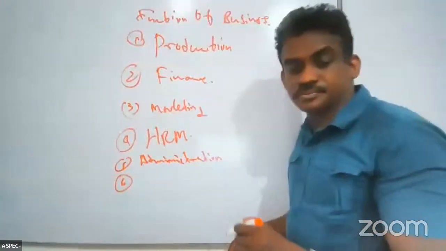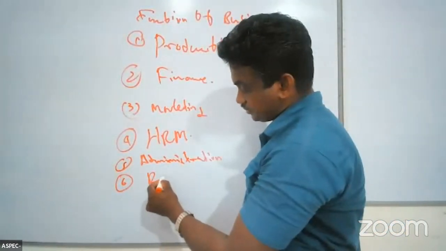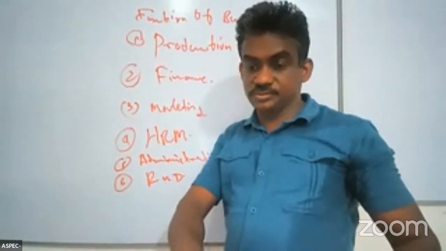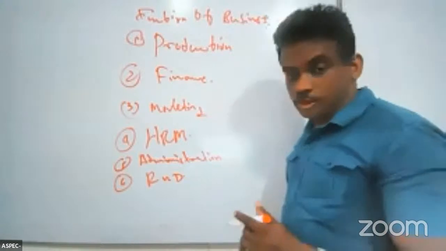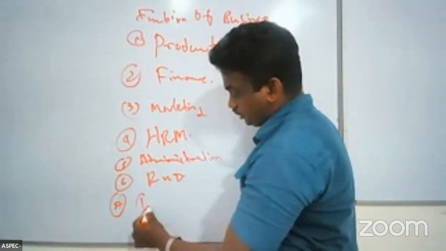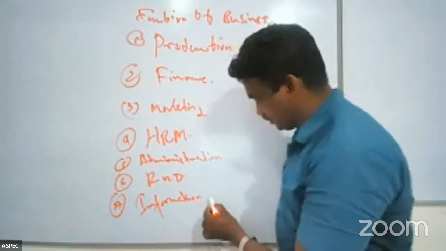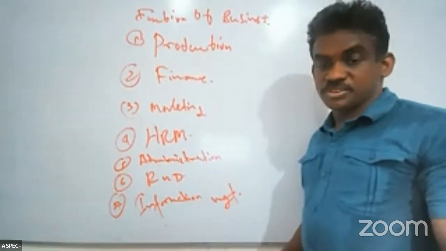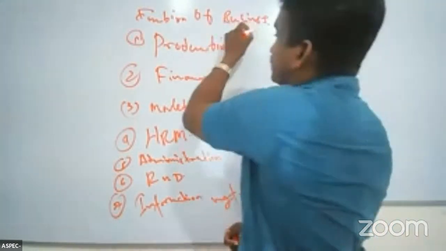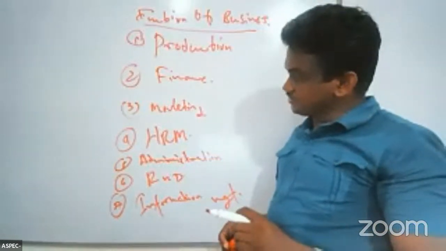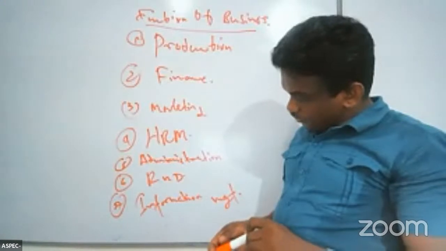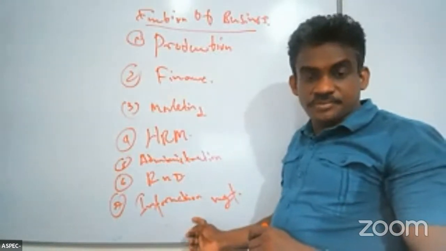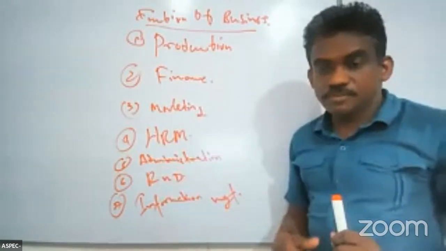Number 6, research and development. Then number 7, information management. You can see the functions of the business, right? The main functions of the business are production, finance, marketing, HRM, administration, research and development, and information management. Those are the 7 functions of the business.